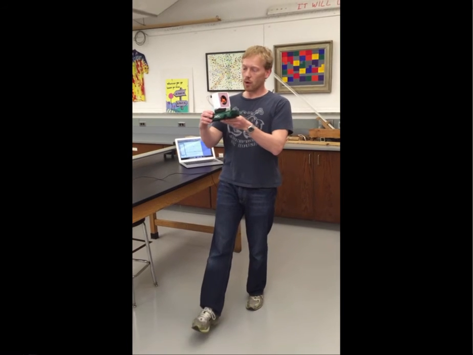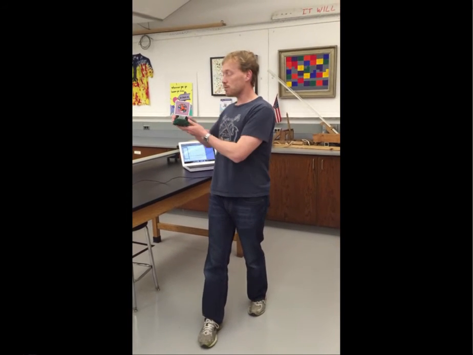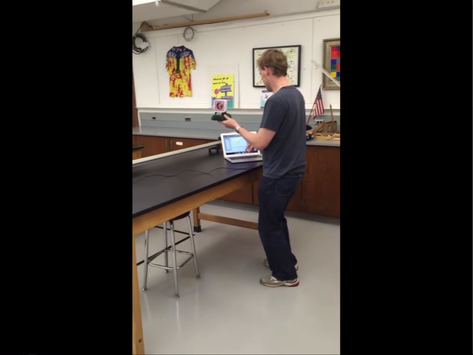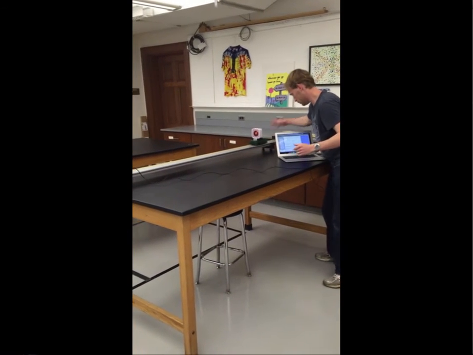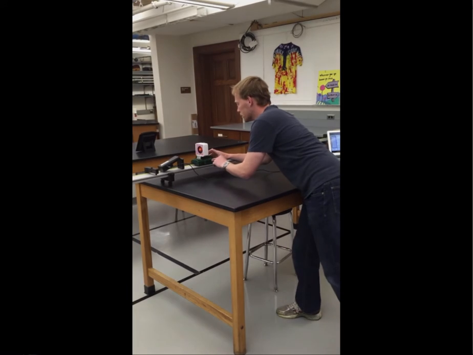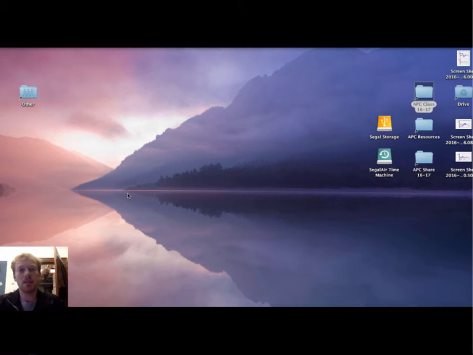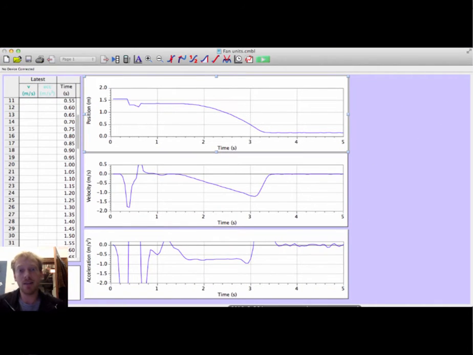This time, I'm going to let the fan cart speed up towards the motion detector. Here we go. Can you predict what the position, velocity, and acceleration graphs will look like? Why don't you pause the video and see if you can make a prediction about what they'll look like. Here's what they actually look like.